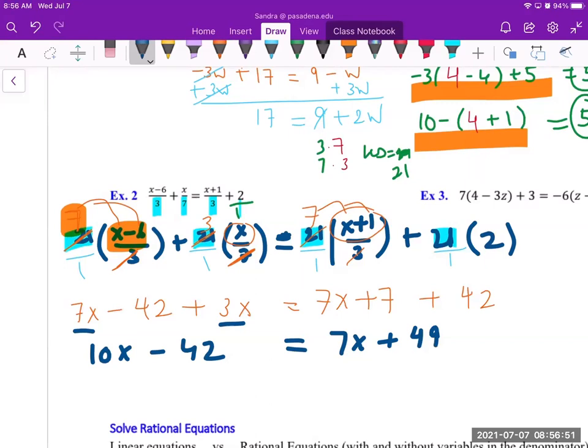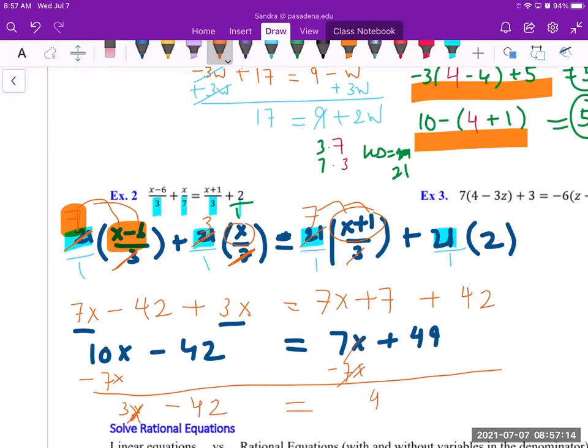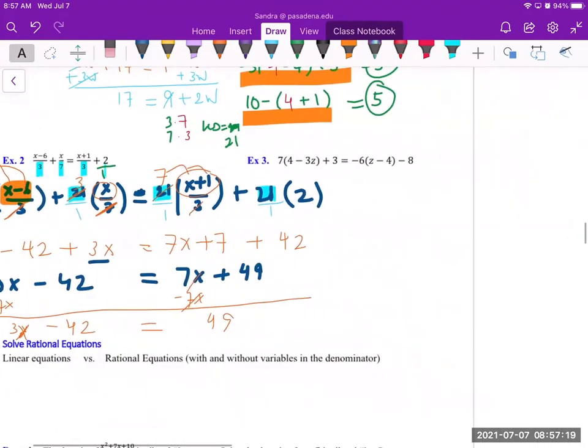Okay, step 3, move the variables to one side, numbers to the opposite side. So in this case, I am going to move the 7x. Now it really doesn't matter which one you move. Okay, 10x minus 7x, that gives me a 3x. 3x minus 42 is equal to 49. Okay, then I'm going to add the 42. Okay, let me go ahead and do it over here.